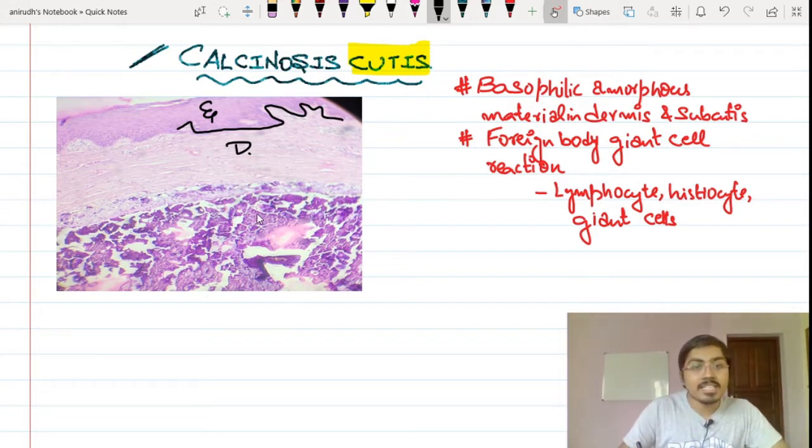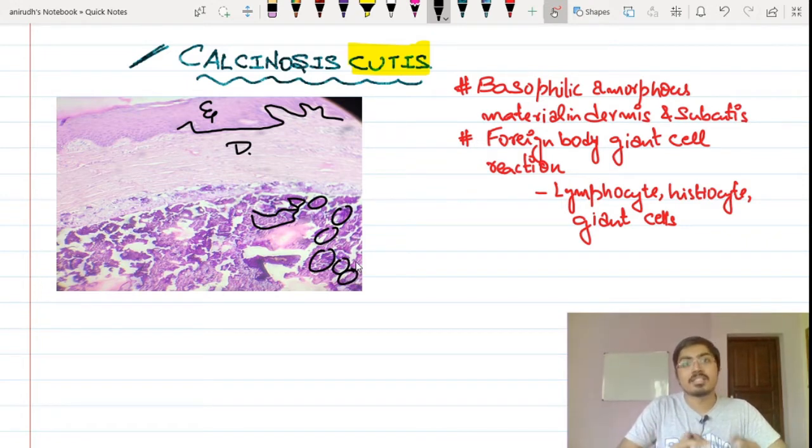I am seeing these kind of basophilic deposits that I can very clearly make out. So understanding that this is a slide of calcinosis cutis is extremely easy because it's very characteristic, because they are directly showing these basophilic deposits within the dermis and the subcutis. That is the most important feature here.